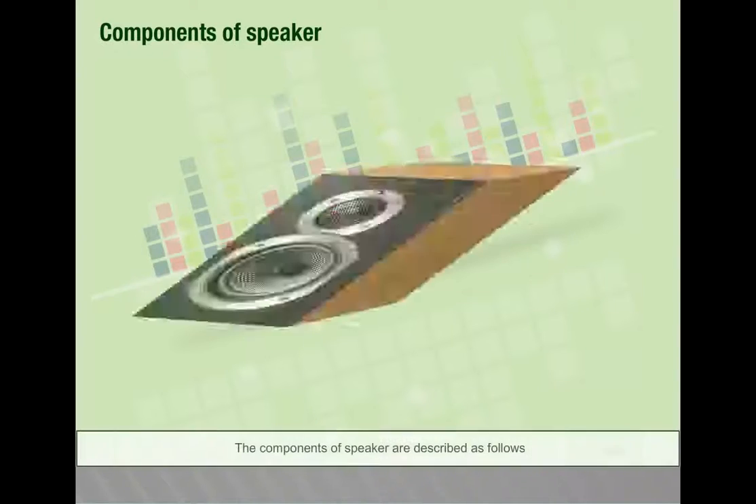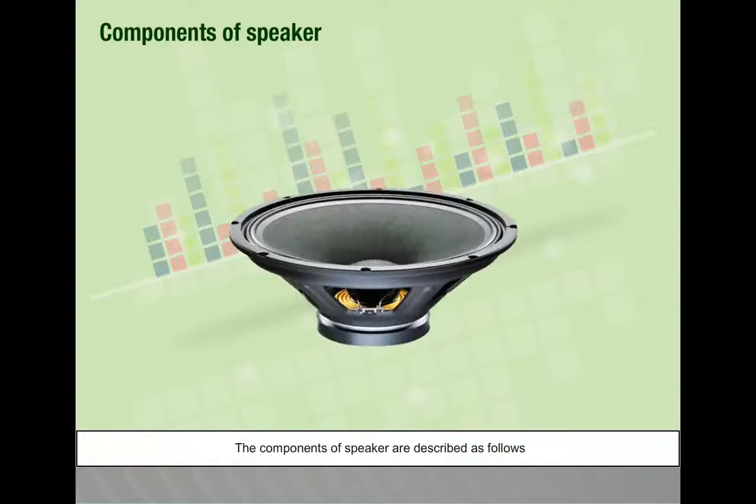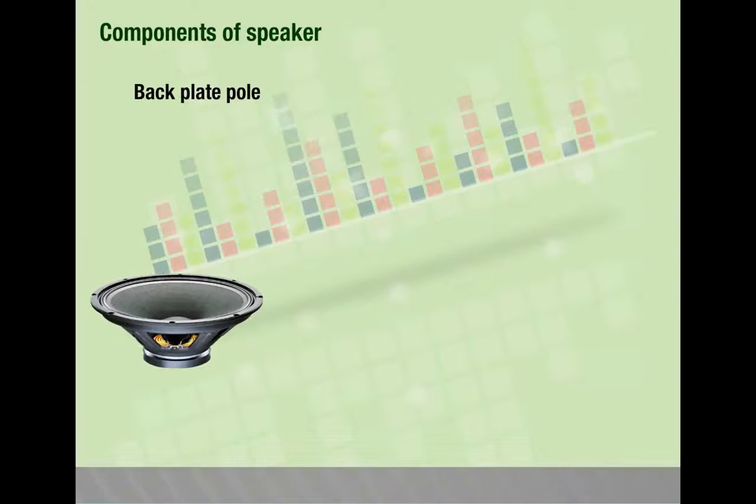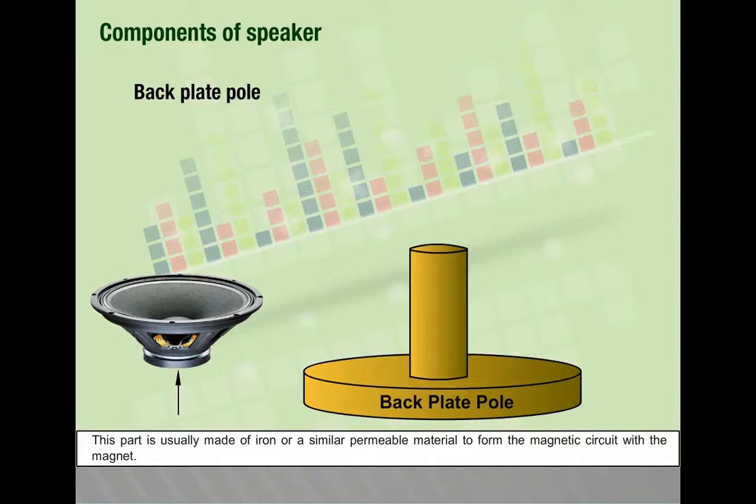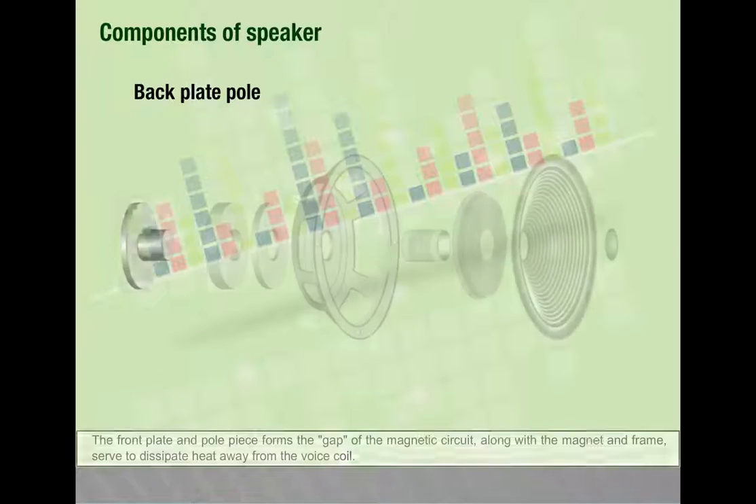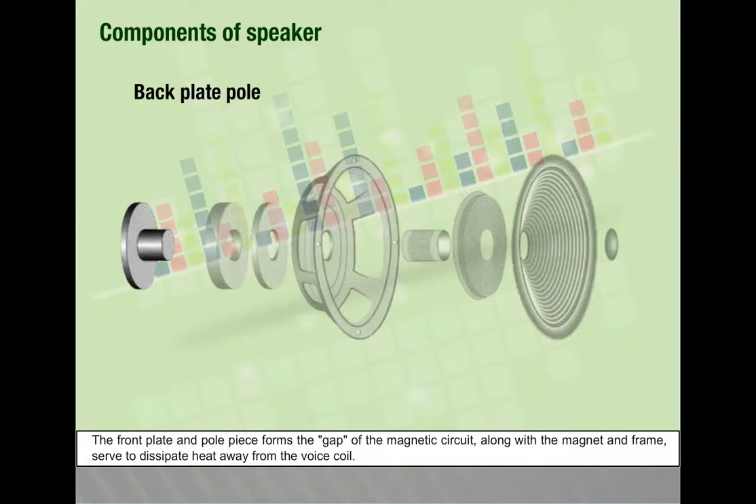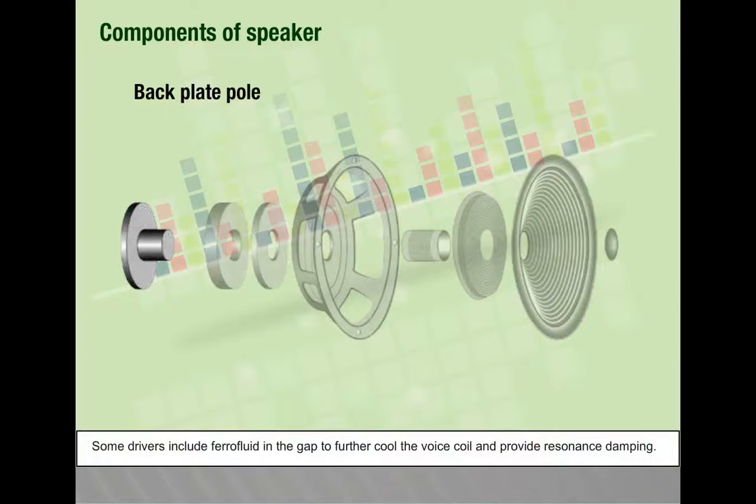Components of speaker. The components of speaker are described as follows. Backplate pole. This part is usually made of iron or a similar permeable material to form the magnetic circuit with a magnet. The front plate and pole piece form the gap of the magnetic circuit along with the magnet, and the frame serves to dissipate heat away from the voice coil. Some drivers include ferrofluid in the gap to further cool the voice coil and provide resonance damping.